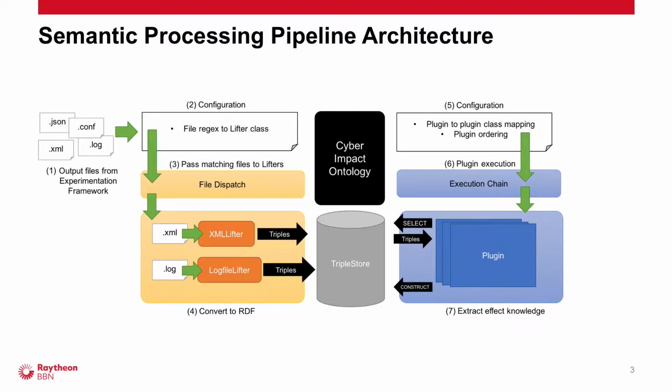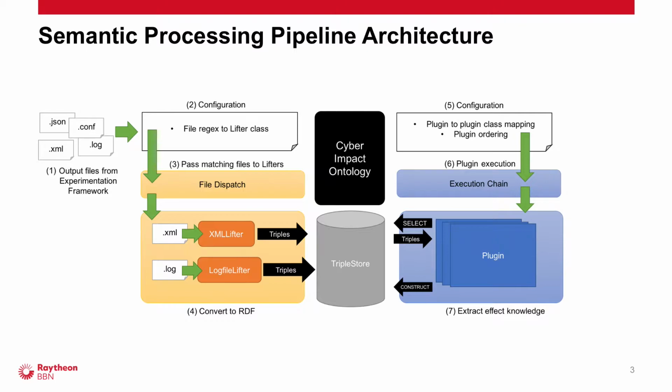Each plugin is responsible for computing a specific new piece of information based on the information in the select query that it grabs from the triple store. And then once it computes this new piece of information, it issues a construct query to add additional triples back into the triple store.